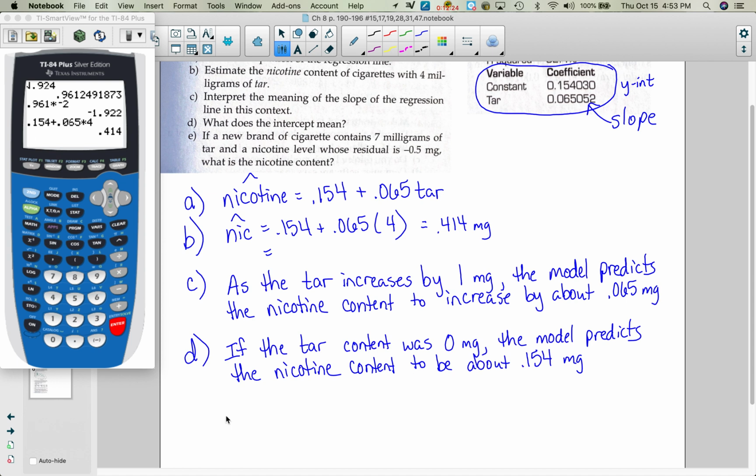Part E, if a new brand of cigarette contains 7 milligrams of tar and a nicotine level whose residual is negative 0.5 milligrams, what is the nicotine content? Okay, so let's start by finding the predicted. So we're going to find the predicted, so 0.154 plus 0.065, and that was 7 milligrams.